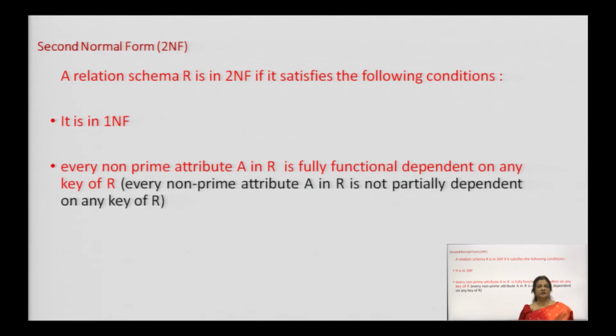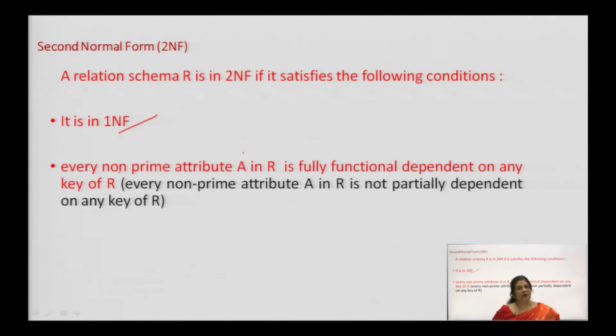Now, a relation schema R is said to be in the second normal form if it satisfies the following conditions. It is in first normal form. Any relation schema, to be in a normal form, must definitely be in the previous lower normal form. So, a relation schema to be in 2NF must be in 1NF, and secondly, every non-prime attribute A in R is fully functionally dependent on the primary key of R.